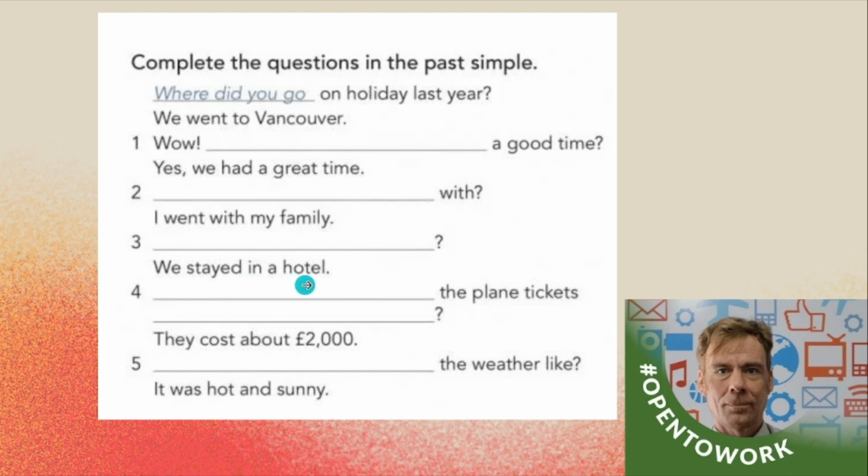We stayed in a hotel. A hotel is a place. So the question word for places is where. The auxiliary, did. The subject, you. And stayed is the past tense of stay. So where did you stay?